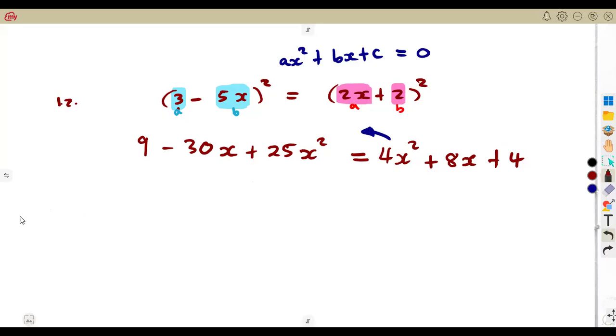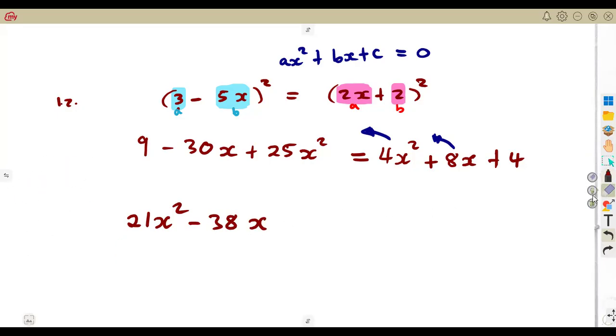So it means 25 minus 4, which is 21. So that will be 21x squared. All right. Then we do the same thing on this 8x. We take it to the other side. So 8x, it was a positive, so it's going to be a negative. So it's going to be minus 30 minus 8, which is what? Minus 38. We have got x there.